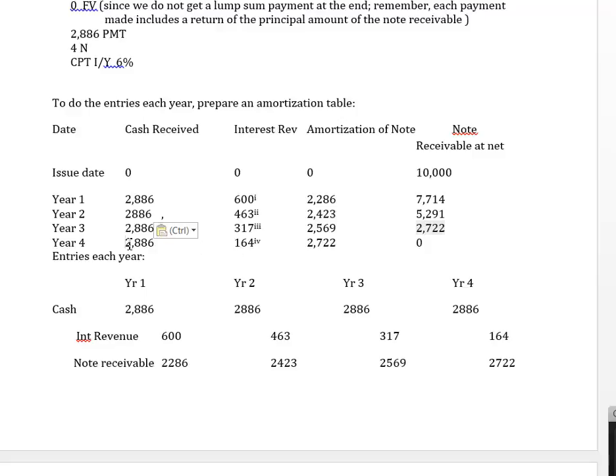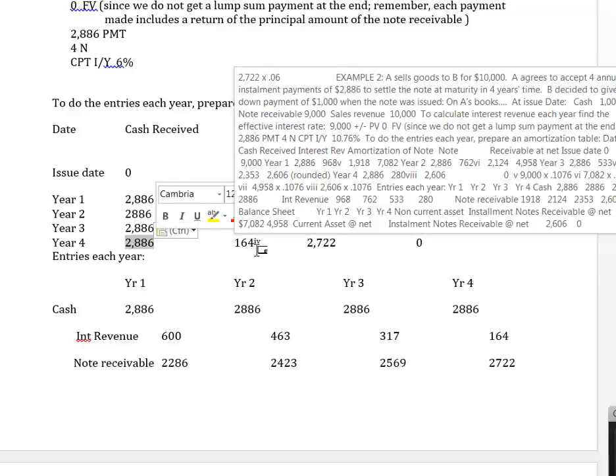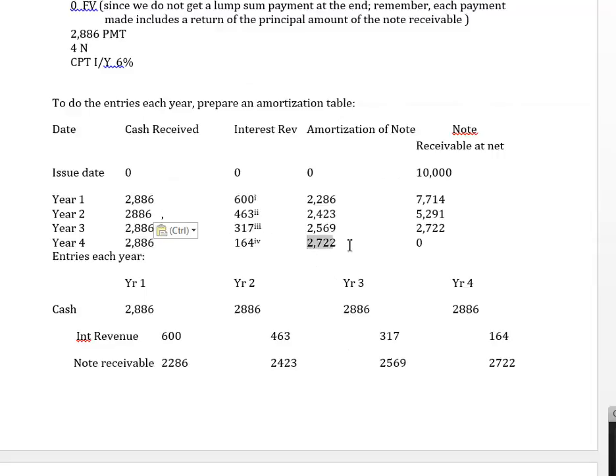So the difference between the amount of money that A is getting from B, which is 2886, and the amount of interest that's included in it is going to be the amount of the principal that's repaid on the note, and we can see now that the note receivable is going to be 0. So this is different than the other notes we've seen. With the other notes, what we've noticed is that the receivable has gone up, from one value, the present value, to a higher value, because those were discounted notes, right? And then we pay back the principal amount of the note based on the face value.